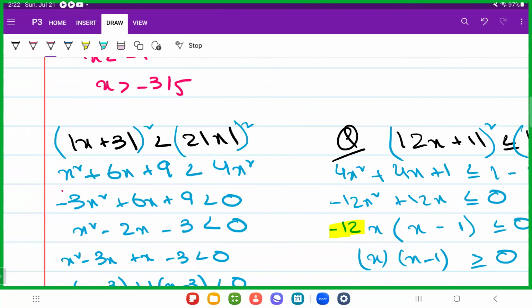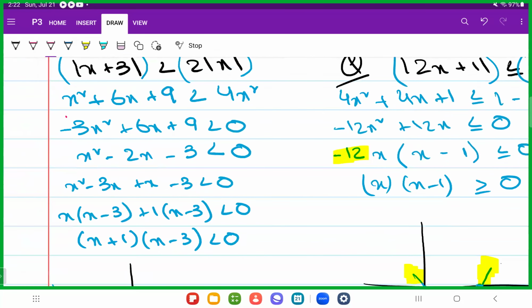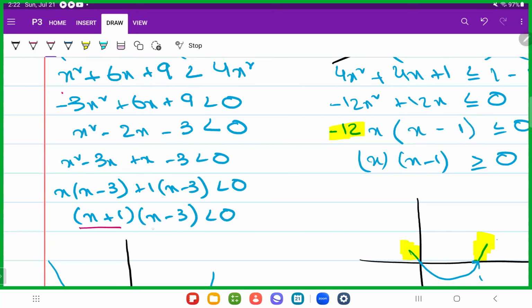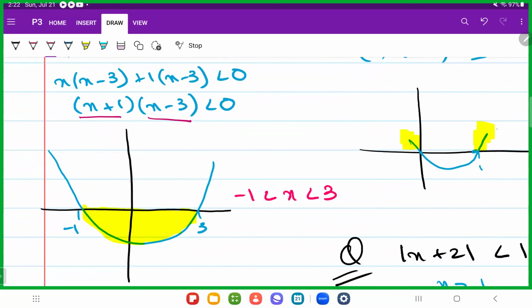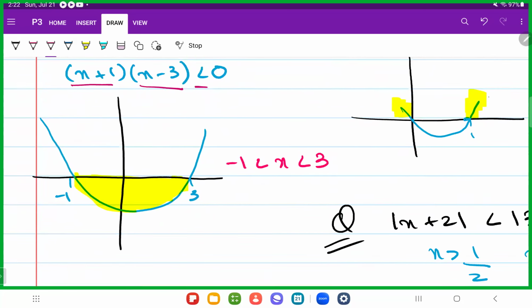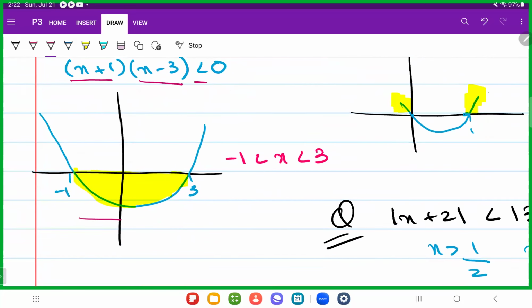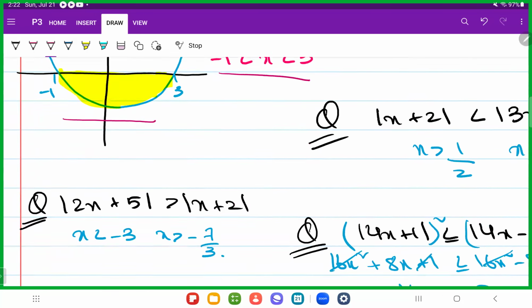So for example, I have this. First of all, you factorize, you find out the 2 factors. These are my 2 factors. It's minus 1 and 3. I plot them. Now they are saying less than. Less than means the part under the axis. So you just color that. Once you've colored that, can you see it's the region between minus 1 and 3? Yeah? So that is my answer. Make sense? Okay.